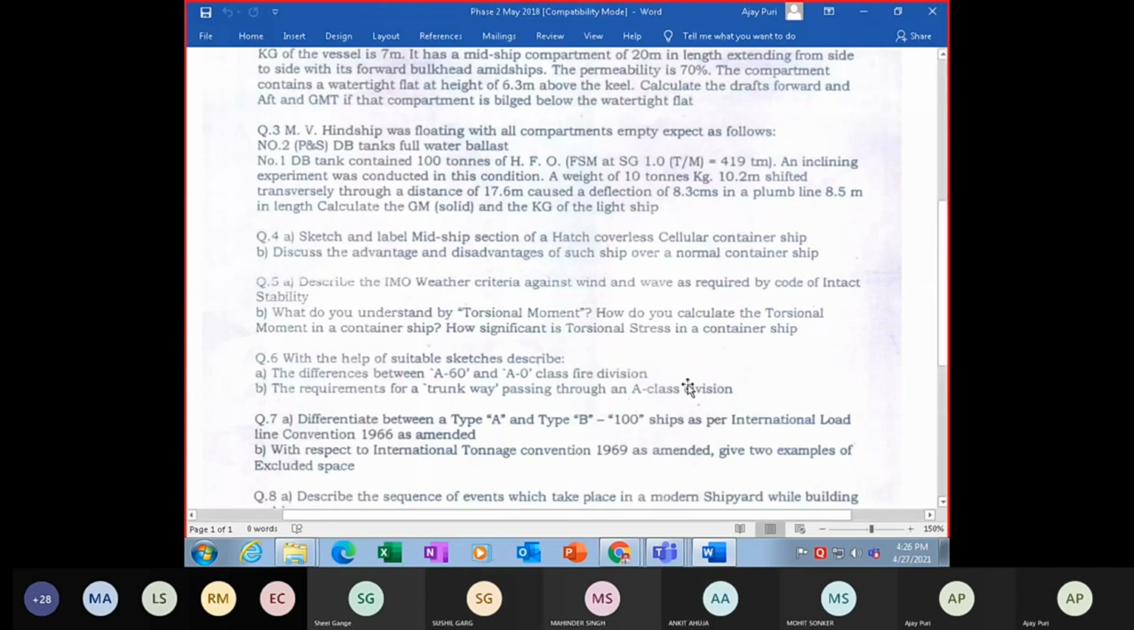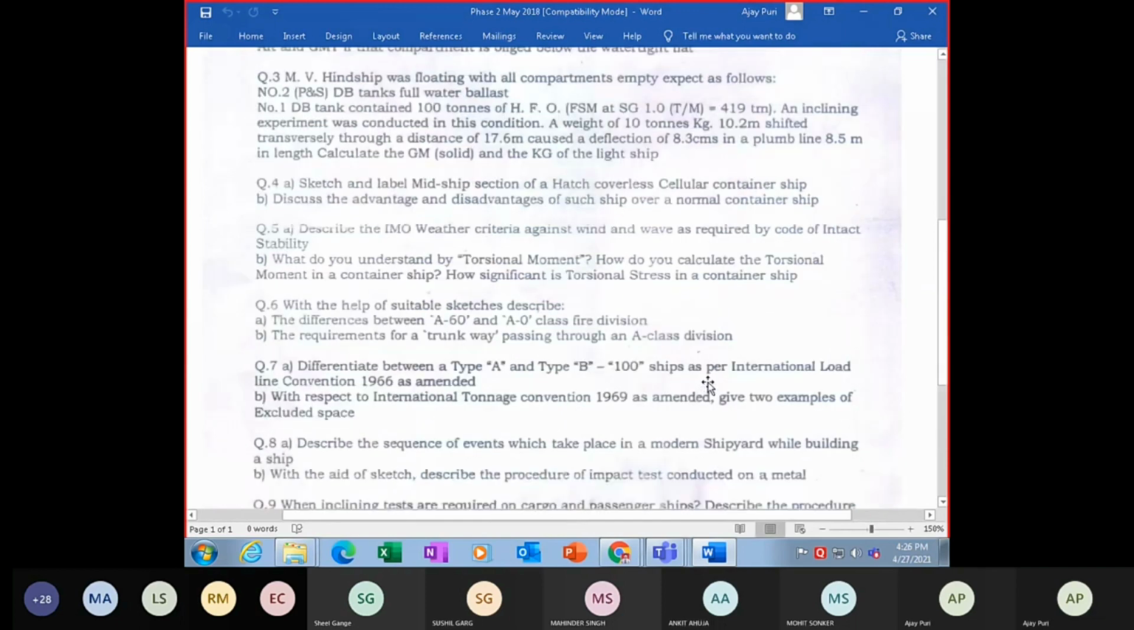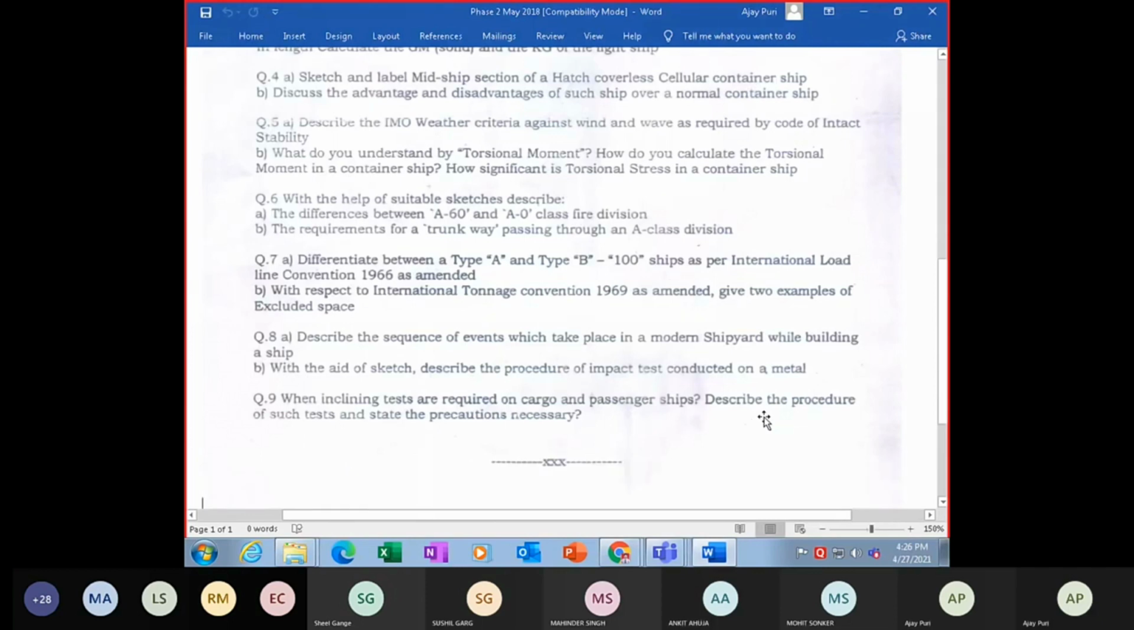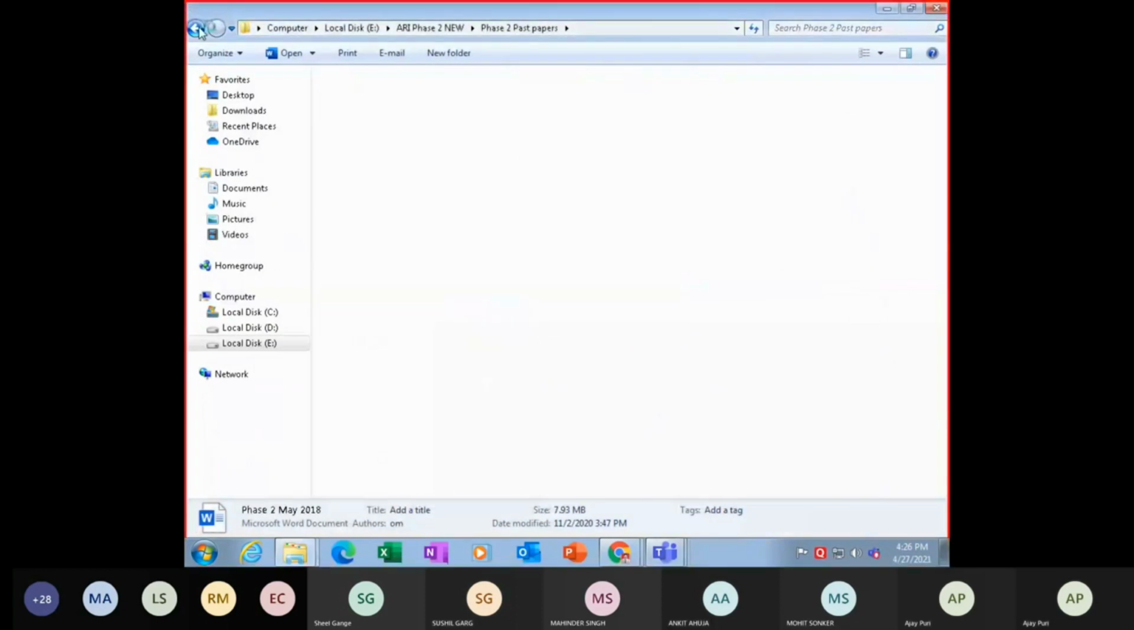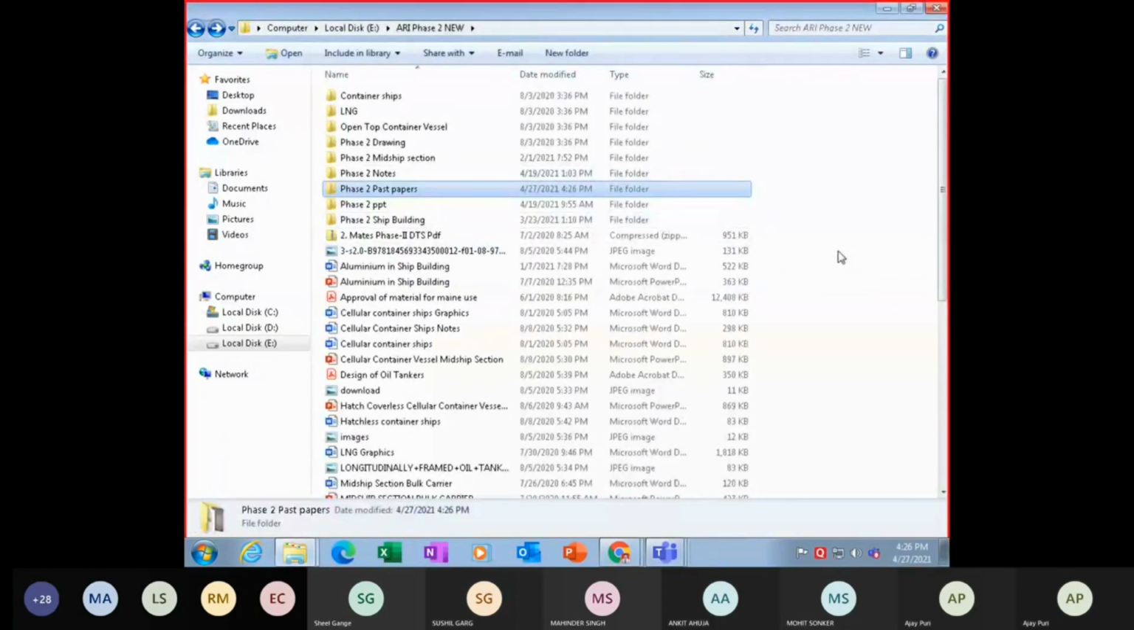Differentiate between type A and B100 as per the load line convention. And with respect to the tonnage convention, explain 2 examples of excluded space. So 2 examples you have to give. 8A, sequence of events in a modern shipyard, we have done. Impact test we have done. So this all we have done. This is coming again and again. So now this is the end of your papers. So we'll do your trunkways.